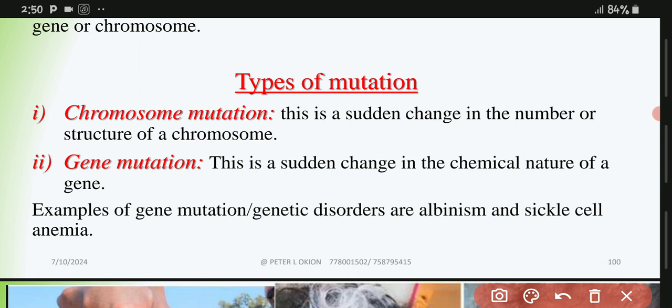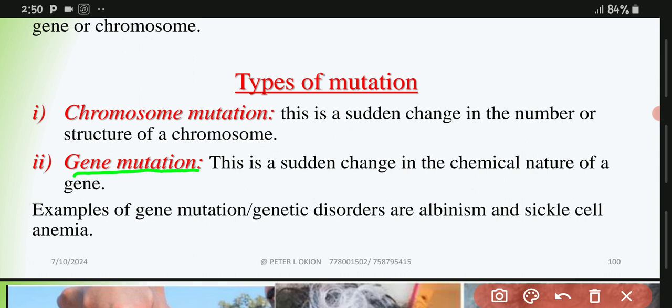Then number 2 is the gene mutation. Gene mutation is a sudden change in the chemical nature of a gene. So when they say define the term gene mutation, just know that this is the sudden change in the chemical nature of a gene. After looking at the types of mutation, what comes next is the examples.